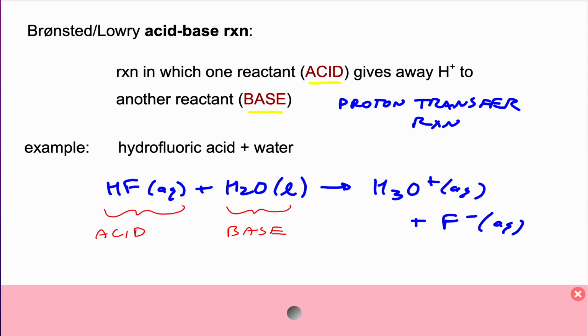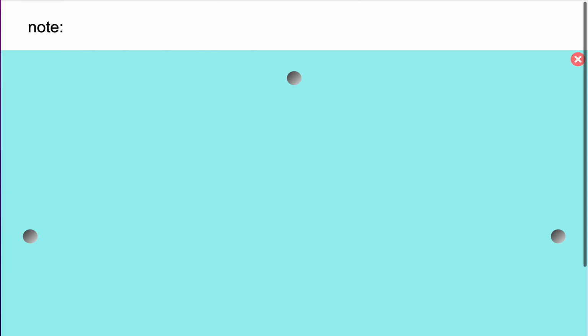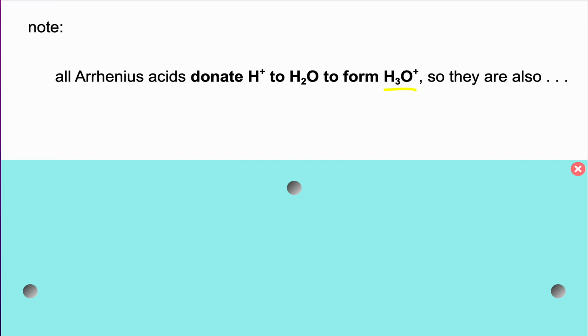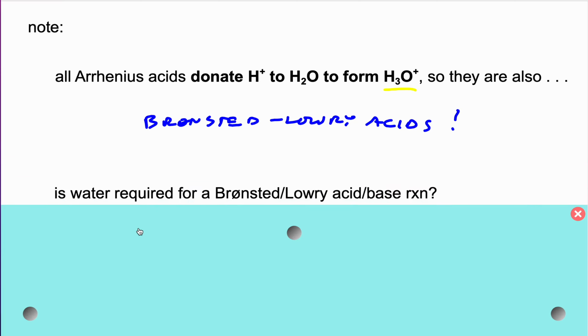Now, here's an important thing. You may have noticed when I chose this example, you may have said, hey, look, H3O+ is being formed. Doesn't that mean that HF would fit the definition of an Arrhenius acid? In fact, it does. Because all Arrhenius acids donate the hydrogen ion to water to form the hydronium ion, remember we said an Arrhenius acid is a substance that increases the concentration of hydronium ion, then that means that all Arrhenius acids are also Bronsted-Lowry acids, which means that the Bronsted-Lowry definition is a more general definition of acids.